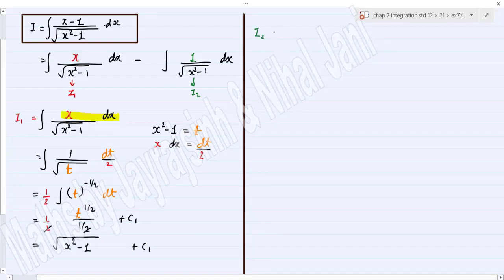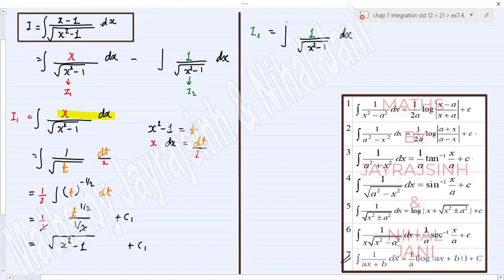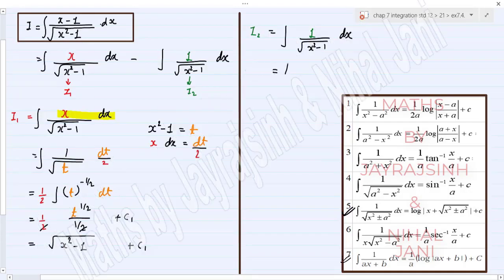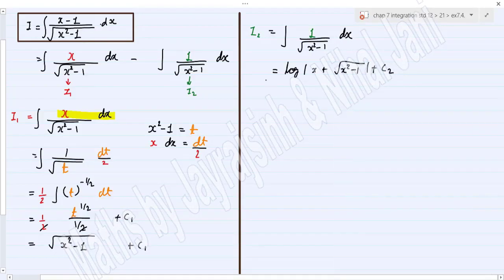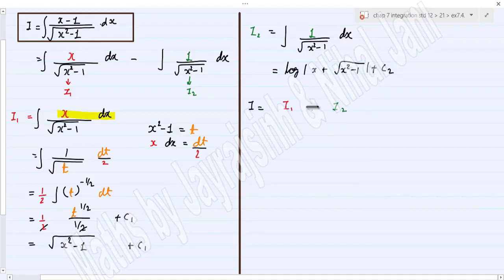Now let's move to your I2, which is integration of 1 upon under root of x square minus 1. So to integrate 1 upon under root of x square minus 1, we are going to use fifth formula. So it gives us log mod x plus under root of x square minus 1 plus c2. Okay. So to get the final answer, just substitute the value of I1 and I2.